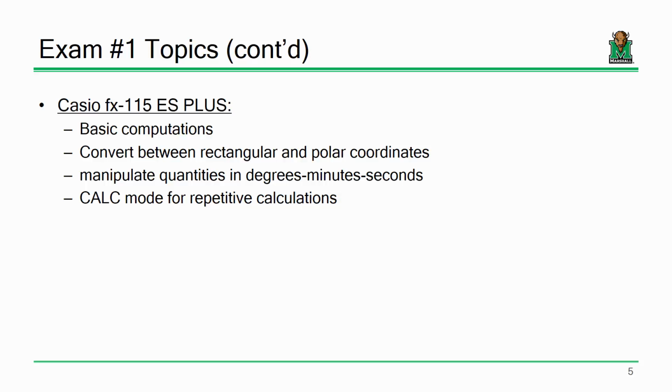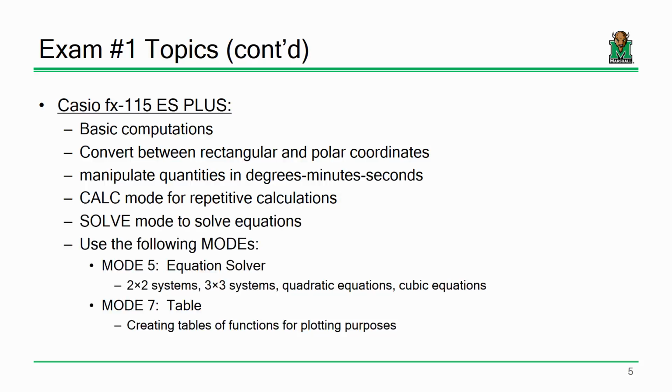There are certain times when you could get worn out typing in the same calculations over and over again. And so what the calc mode allows you to do is type in an equation. For example, you could say 3A plus B as a function. And then in the calc mode, over and over again, it would ask what is A, what is B, and then it will do the operation for you. So that was the calc mode.